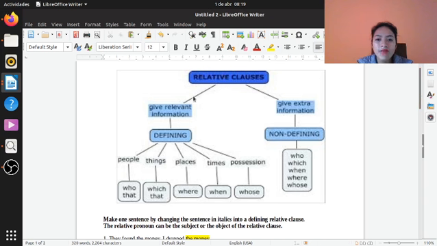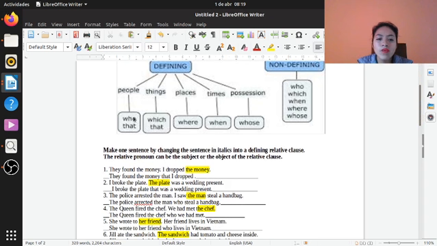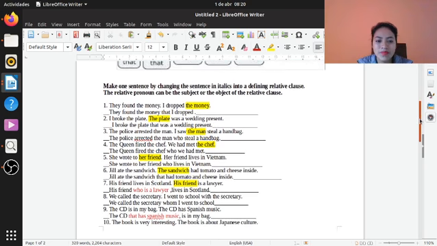Relative clauses give extra information or relevant information, right, to a sentence. And we use relative clauses to join two ideas, right? Okay, as you remember yesterday, we used who for people, that or which for things, where for places, when for time, and whose for possession, right? Okay, now we are going to do some exercises.